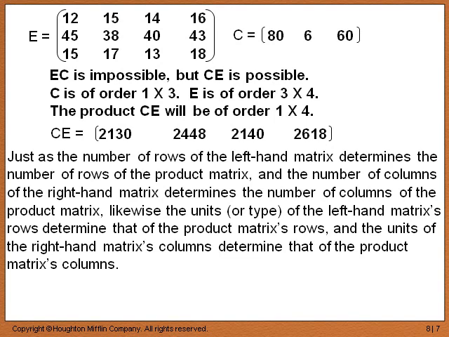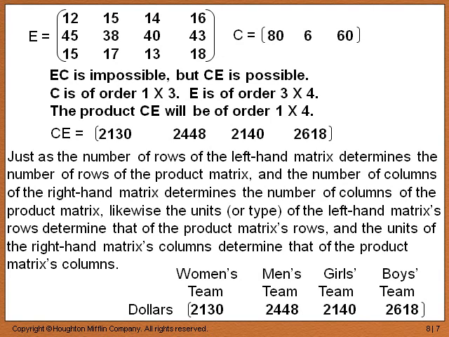Well, the left-hand matrix, that 8 6 6 0 matrix C, which I'm considering my left-hand matrix for the product CE, the units of those numbers is dollars. And in my right-hand matrix E, the units of those columns is type of team. And therefore, the correct way to express this answer, the answer to this word problem, would be a table. Okay, your matrix is there, 2130, 2448, 2140, 2618, but you need to write the properties, the units.